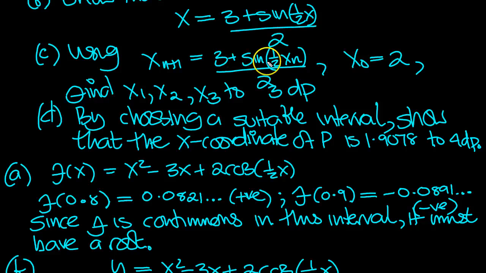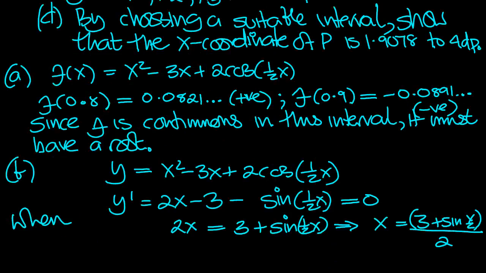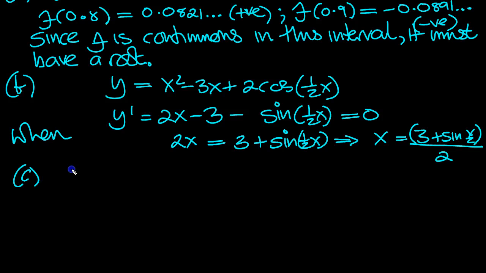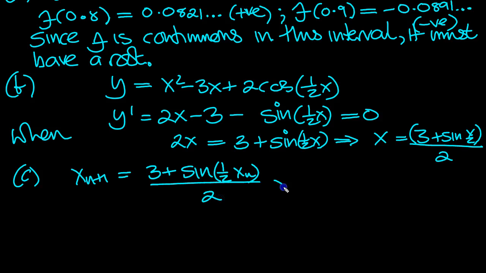Using this iteration formula then, with x0 is 2, we need to find x1, x2, x3 to 3 decimal places. So part C: x_(n+1) is equal to 3 plus sine of a half x_n, all over 2. x0 was 2, wasn't it? So we need to work out x1, x2 and x3. So let's type them in the calculator.